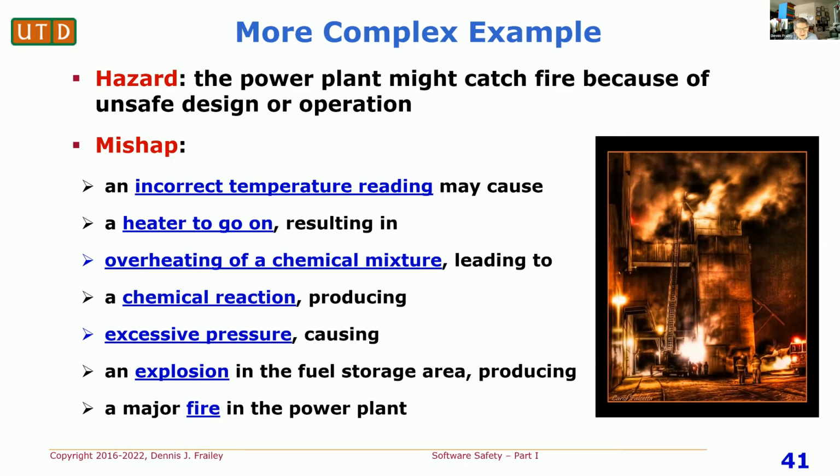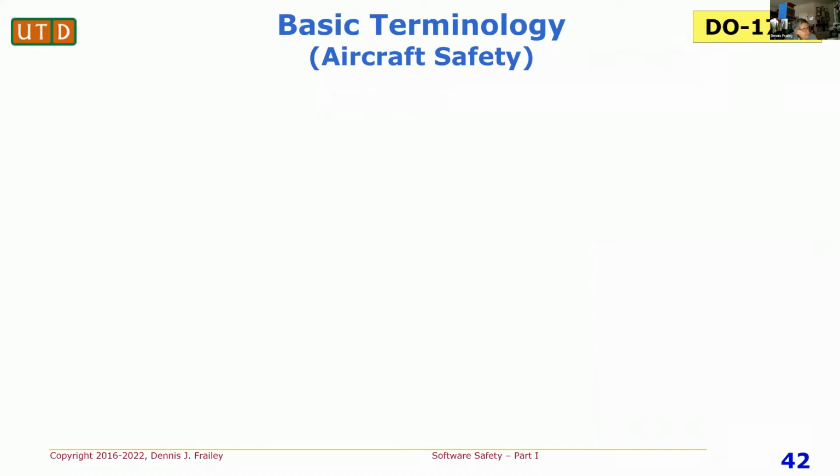Now, notice that the mishap can be a long sequence of events, but the hazard was the way things were designed. Now, you could claim that the incorrect temperature reading was in fact the cause of the problem, and that too would be potentially a software mistake. But designing the power plant so that such an error could cause an explosion is a more serious problem, and it's the hazard. And again, we have to think about designing the system, not just designing the software.